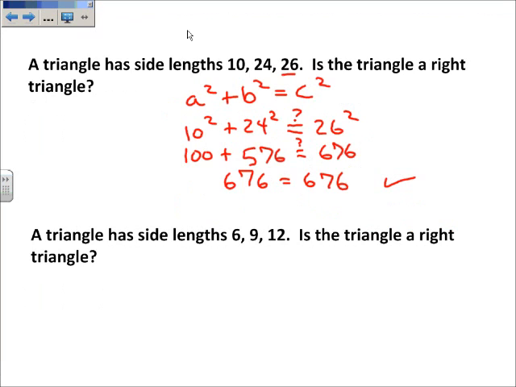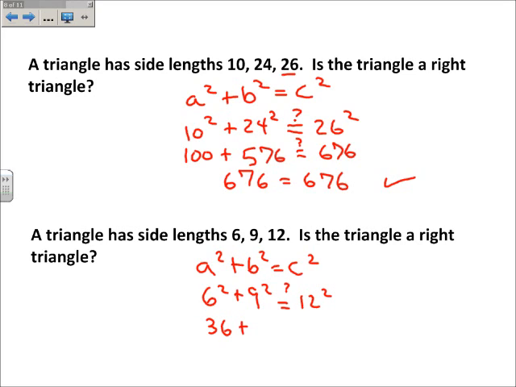Okay, another example. A triangle has side lengths 6, 9, and 12. Is the triangle a right triangle? Again, I'll test a squared plus b squared to see if it's equal to c squared. Now, 12 is the longest, that must be c. 6 squared plus 9 squared, is that equal to 12 squared? 6 squared is 36, 9 squared is 81, and 12 squared is 144. 36 plus 81 is 117, but that's not equal to 144. So this is not a right triangle.